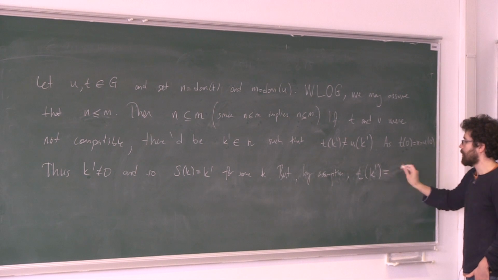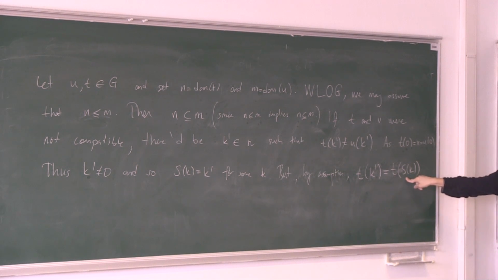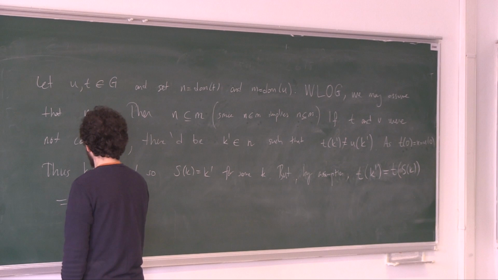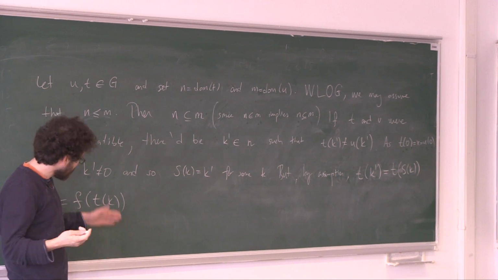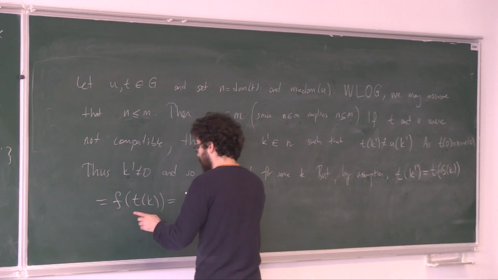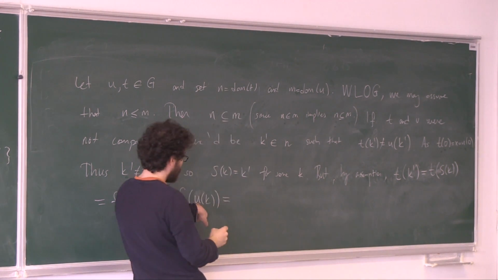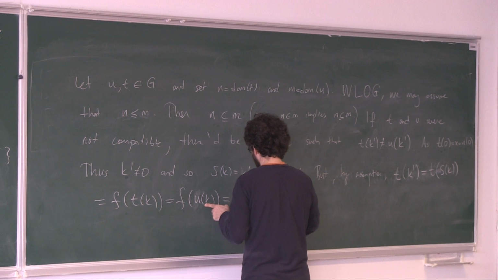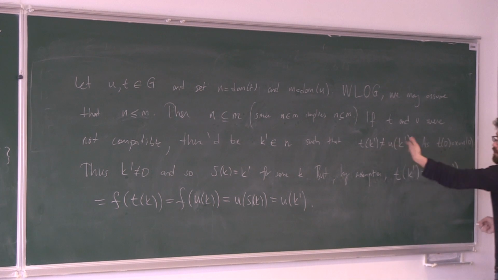T of k prime equals k prime is the successor of k. Now I have this. What do I know about n-step computations? T of S of k equals f of t of k. Now I want to do the following to get a contradiction. T of k should be u of k, and because this is also an n-step computation, f of u of k would be u of S of k, and this would be u of k prime, which is a contradiction because we just got that these are different.